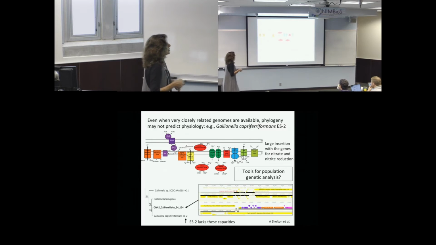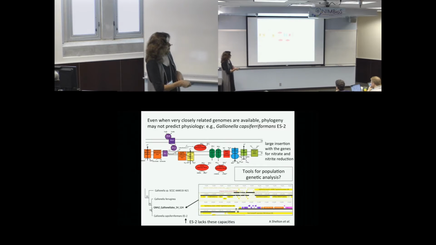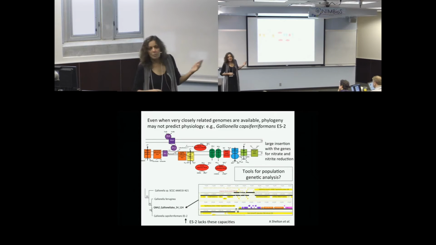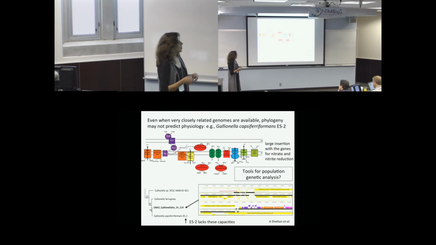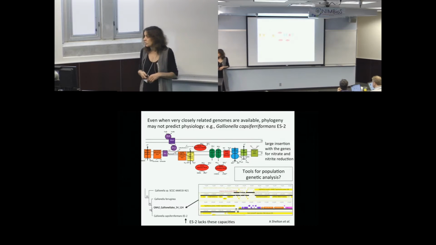But lo and behold, an organism that's almost identical at the 16S level, as shown by the little inserted tree here, actually has that capacity. In fact, we can identify a 50-some kb block of the genome sequence that encodes all of the capacities for nitrate and nitrite reduction, including all the accessory proteins and so forth. So had we made a prediction based on a genome that, for all intents and purposes, is almost identical to Gallionella capsiferriformans, we would have had the wrong result.